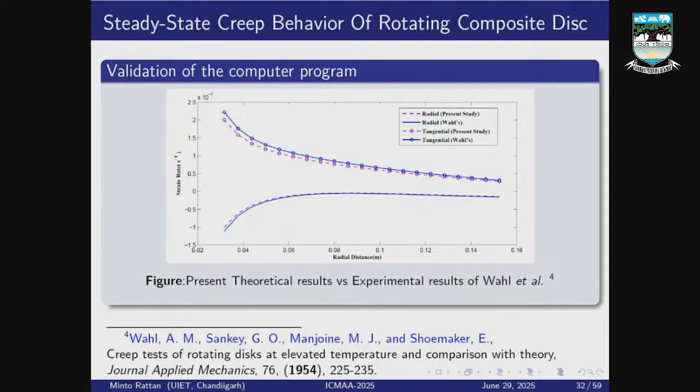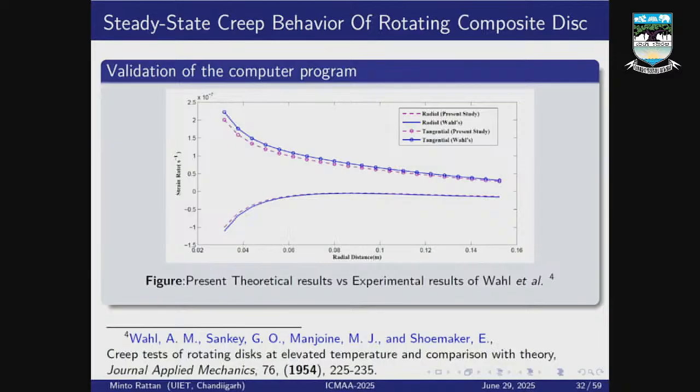The comparison of the present theoretical work and Wahl's experimental work done in 1954 for strain rates versus radial distance is shown graphically in the given figure. This graph depicts that there is a good agreement between the present theoretical work and Wahl's experimental results for radial strain rates versus radial distance. The tangential strain rates also follow the same trends for present work as well as Wahl's experimental results throughout the radial distance.